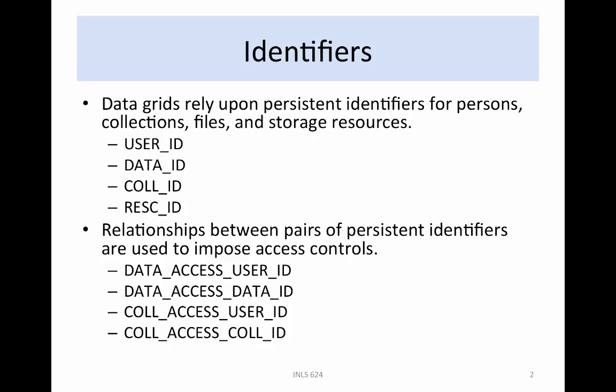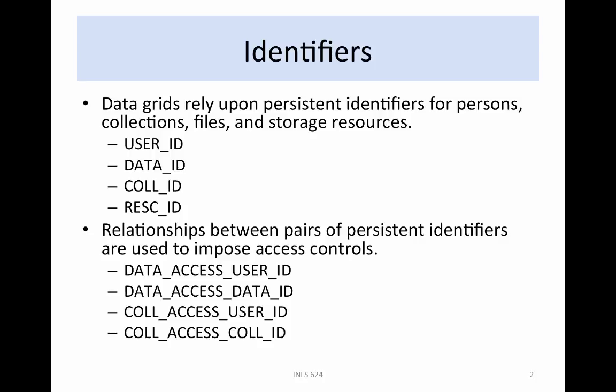User ID is a unique identifier for each person and group of persons. Data ID is a unique identifier for each file. Note that all replicas of a file have the same data ID. Coll ID is a unique identifier for a collection. Resc ID is a unique identifier for a storage resource.